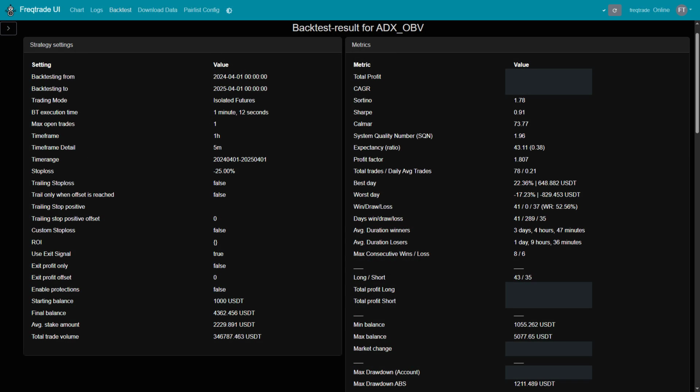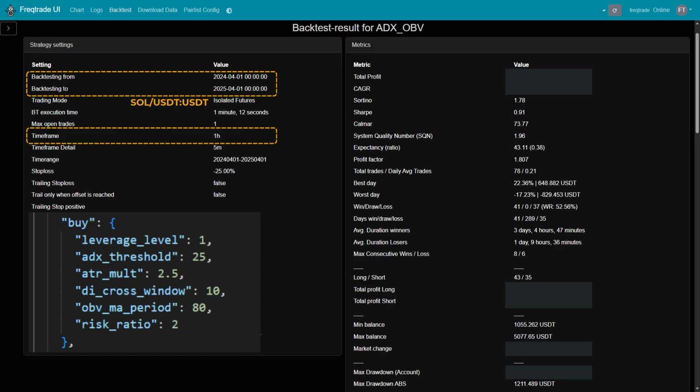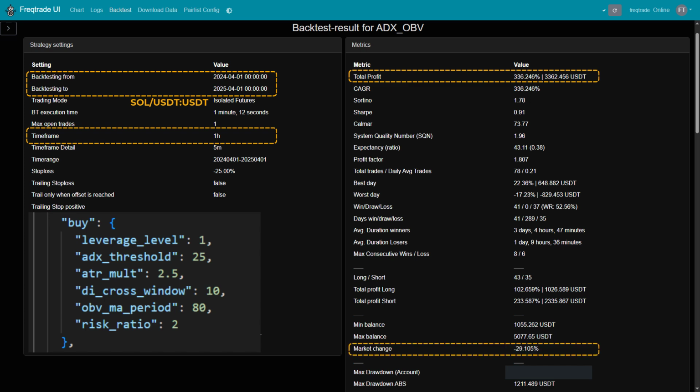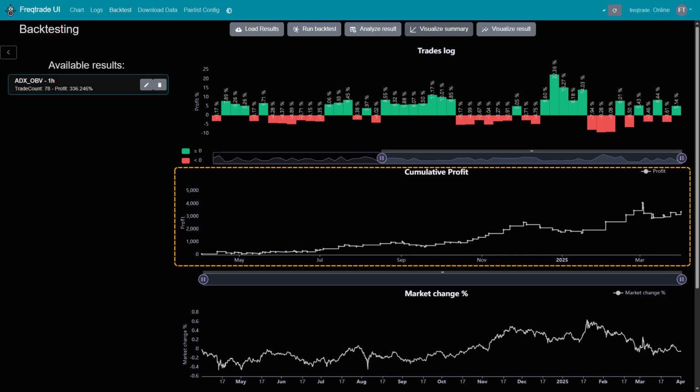Let's take a closer look at the backtesting results. The strategy was tested on SOL perpetual futures with a one-hour time frame, covering the past 12 months using the optimized parameters. Over the testing period, the strategy showed a 336% total return. During the same time, the overall market saw a 29% decline, which provides a point of comparison. The maximum drawdown recorded was 23%, indicating there were some periods of loss. But the overall equity curve remained positive.